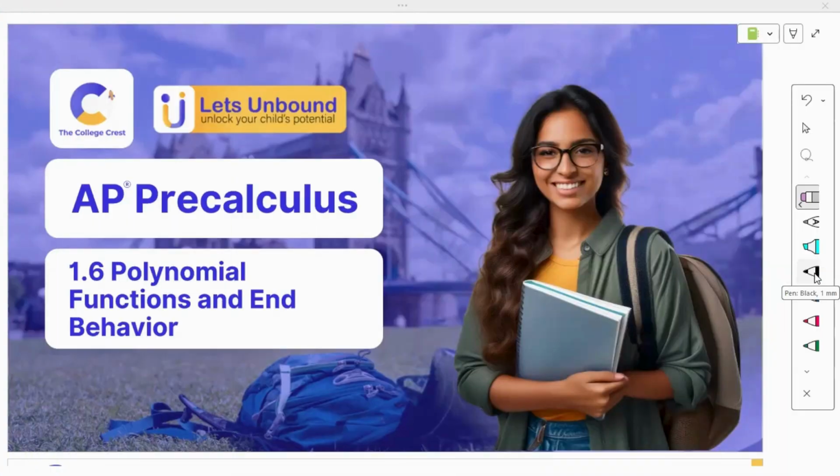Yes, we are in 1.6, polynomial functions and their end behavior. And as usual, be ready with pen and paper.